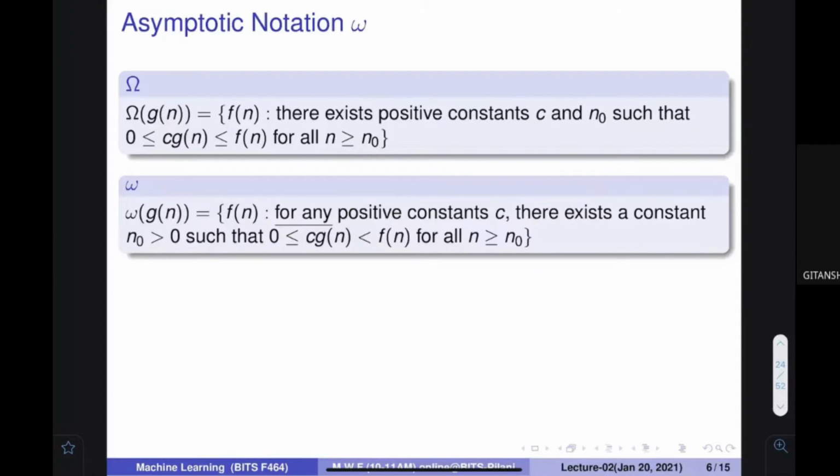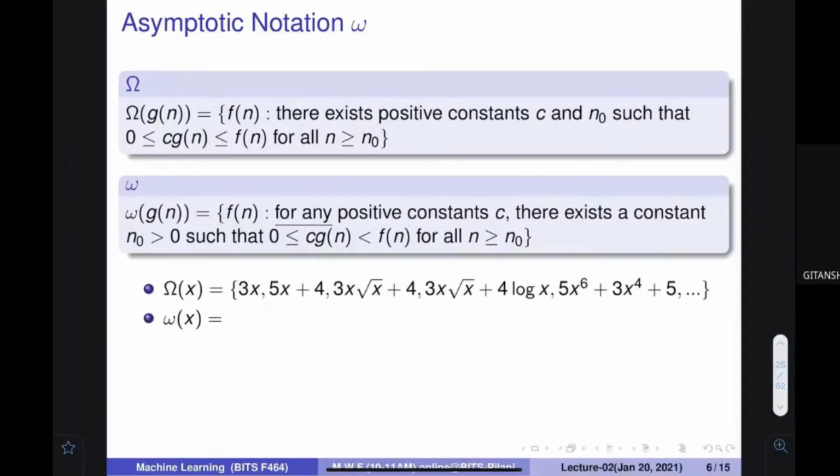In the same way as from the big O we go to the small o, from the big omega you can come to the small omega. That only says that this equality condition can be relaxed. If this equality condition is removed, then for any positive constant c, there should exist a constant n0 after which this function is actually greater than the original function.